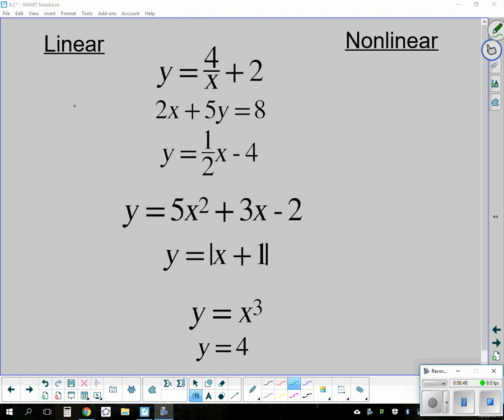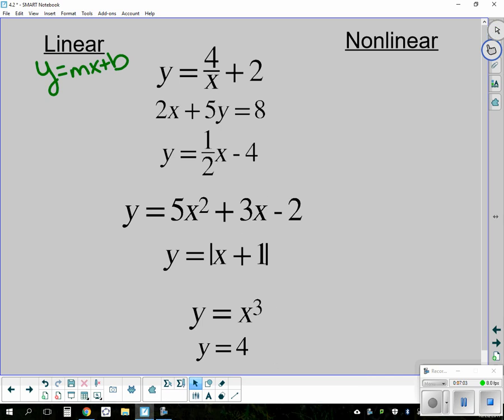And the big thing is, in order to be linear, it has to be able to be written in the form y equals mx plus b. If you cannot write it in this form, then it must be nonlinear. Okay, so let's just go through and figure out what we think on each one. So on this first one, can you write this in mx plus b form? And the answer is no, because this x is in the denominator. We can't have x in the denominator, so that must be nonlinear.